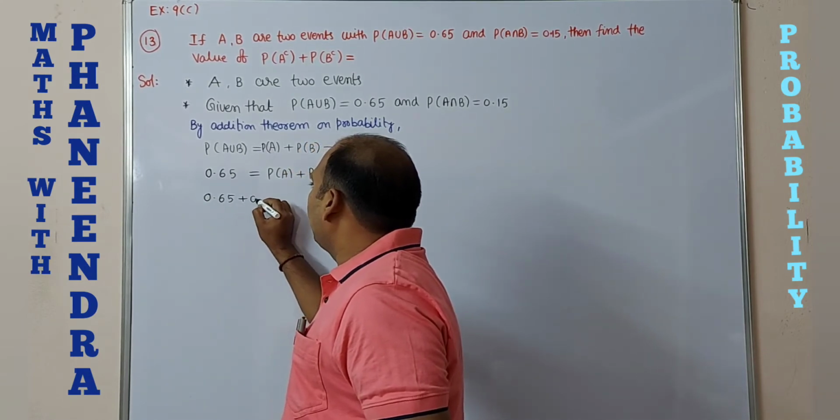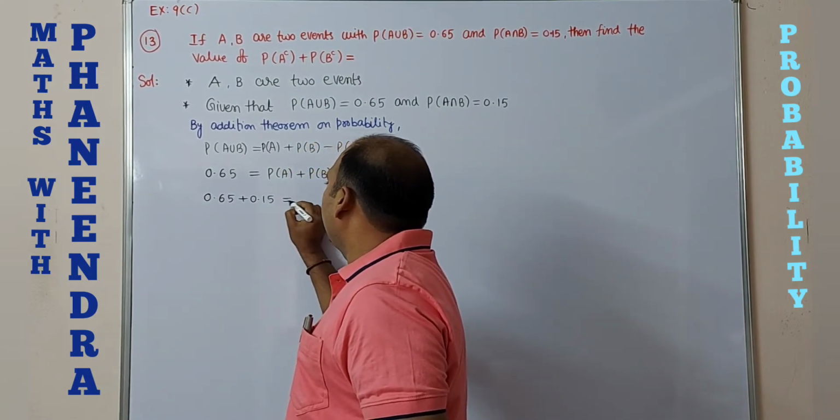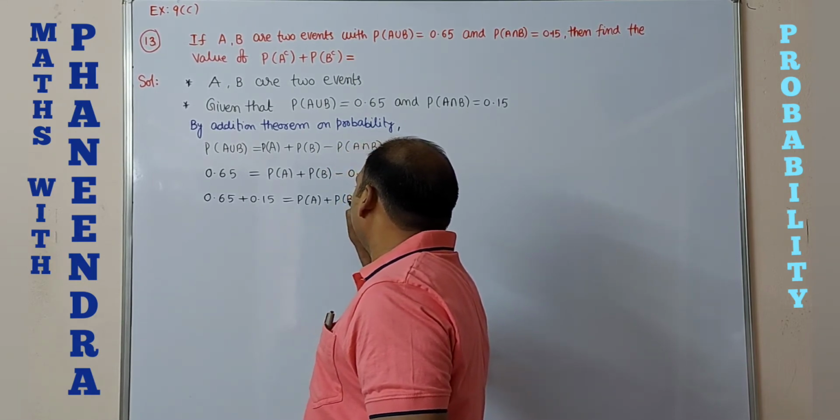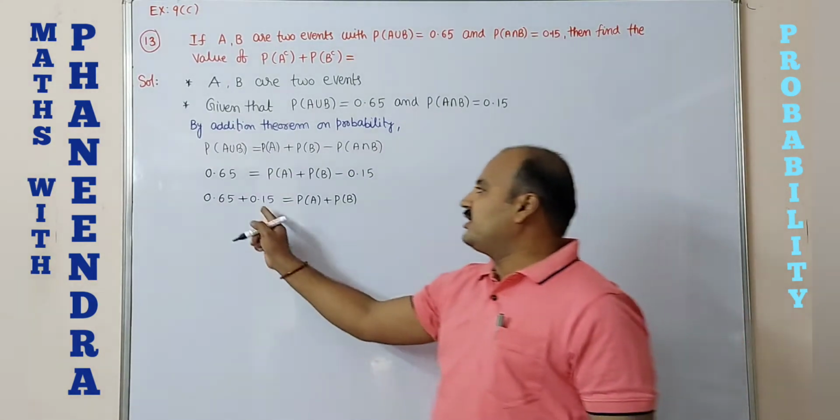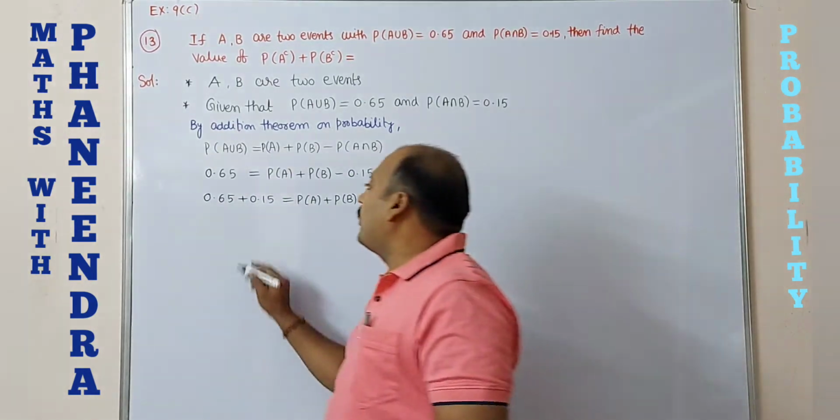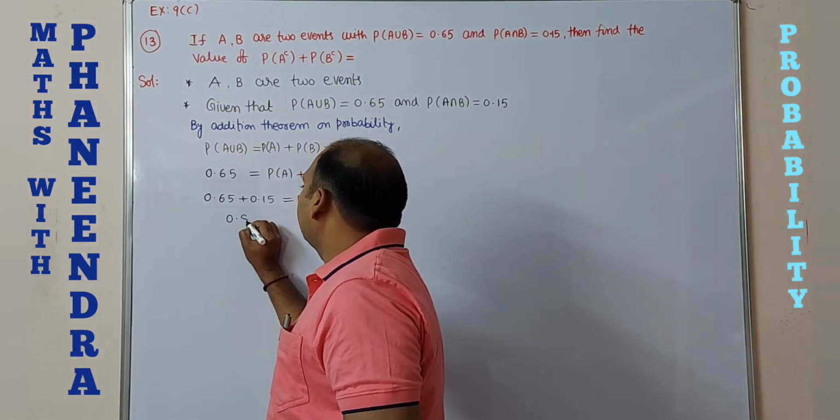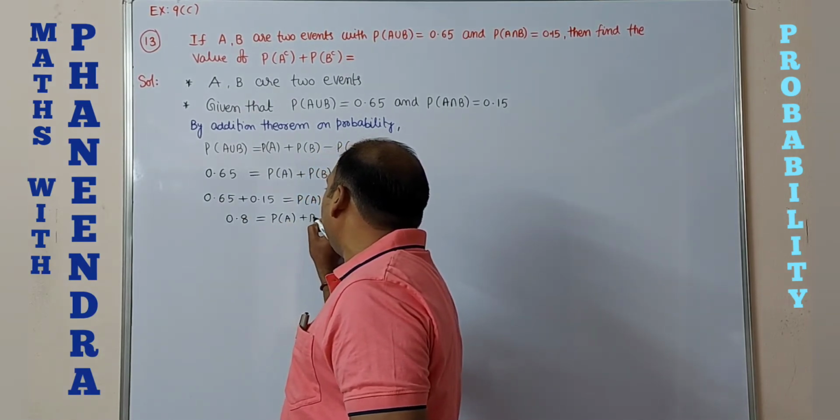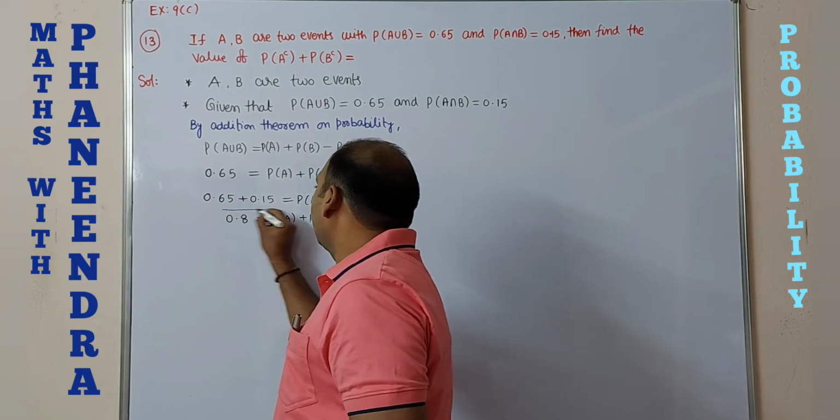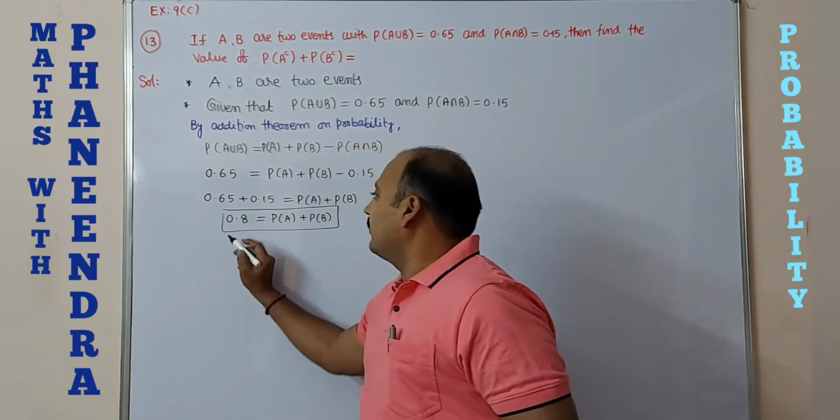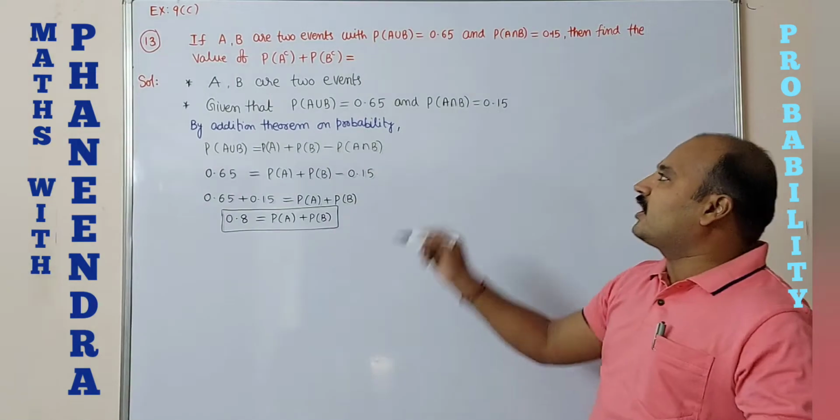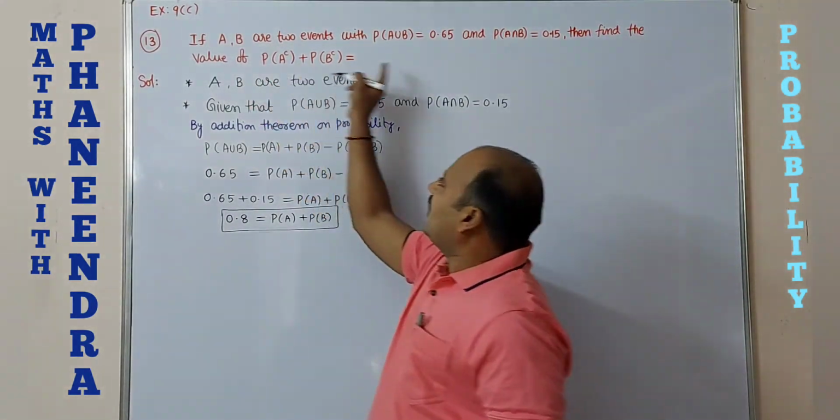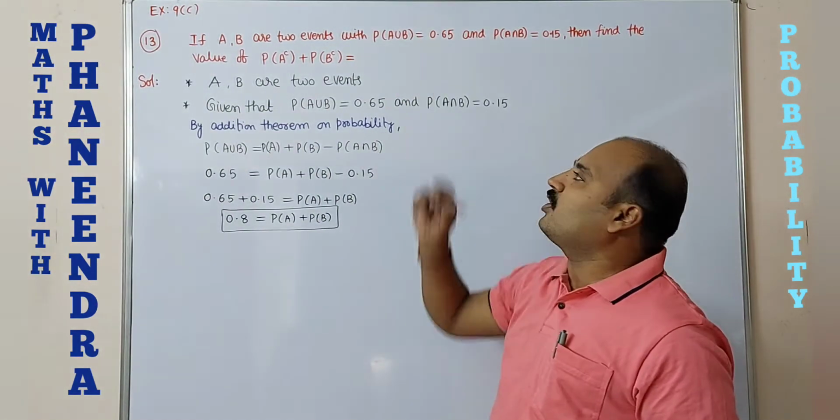0.65 plus 0.15 is equal to P of A plus P of B. 0.65 plus 0.15 is 0.8, which is equal to P of A plus P of B. Put it in a box. This result we will use in the coming steps. What they are asking to calculate is the value of P of A complement plus P of B complement.